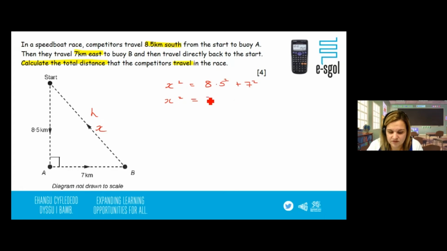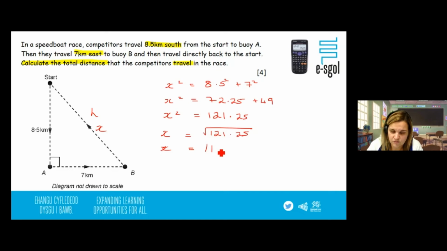giving you then 72.25, add 49, adding them together 121.25, square rooting at this stage to get down to your final answer, but I'm not missing any steps. I'm showing the examiner what I'm doing every step that you've got here, giving me an overall answer for that distance only, 11.01. We're in kilometers, and I've rounded to 2 decimal places this time.